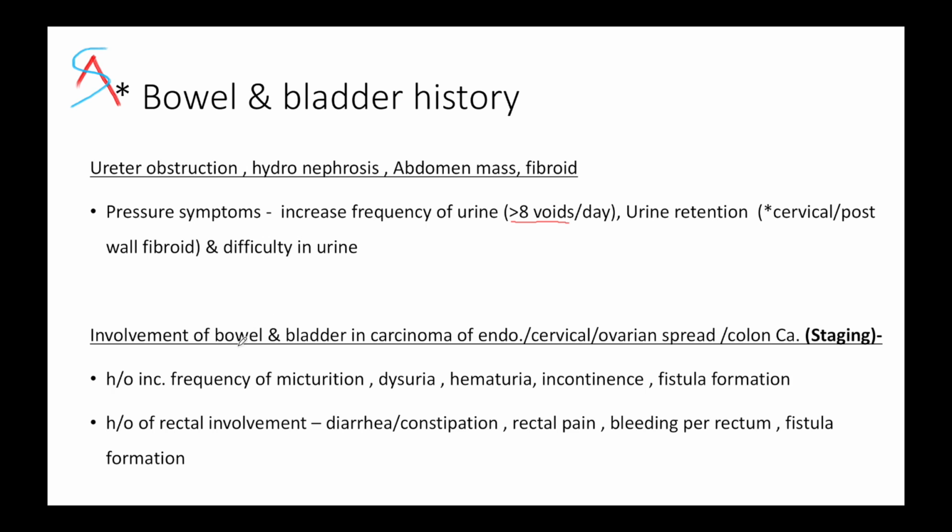If you are suspecting any malignancy, then you have to ask about involvement of bowel or bladder, because it is very important for staging of the carcinomas. Like you have to ask about increased frequency of micturition, dysuria, hematuria, or any fistula formation or incontinence. If it is rectal involvement, then you have to ask about diarrhea, constipation, rectal pain, or bleeding per rectum.